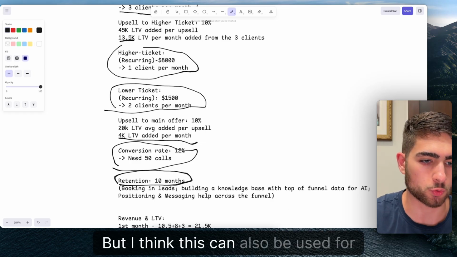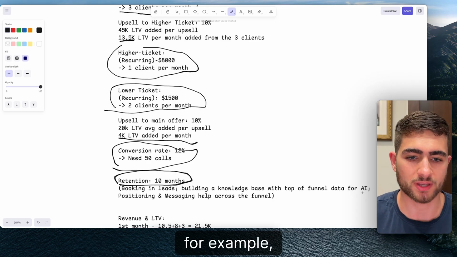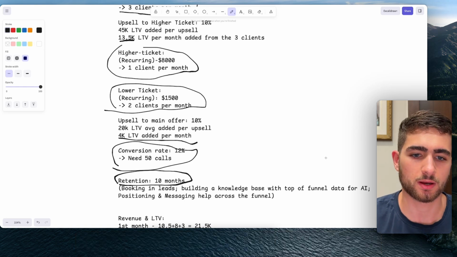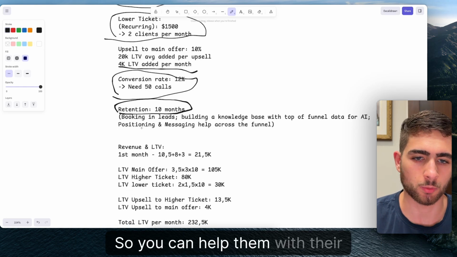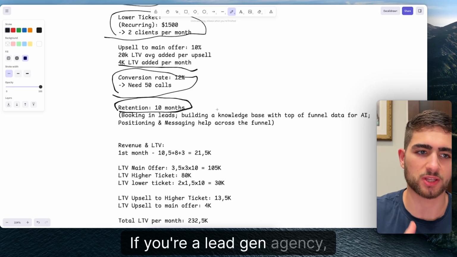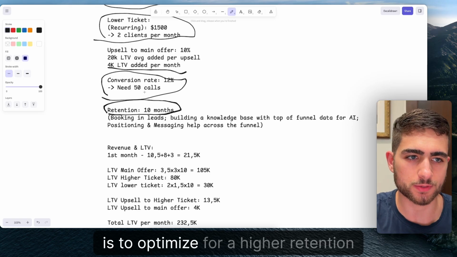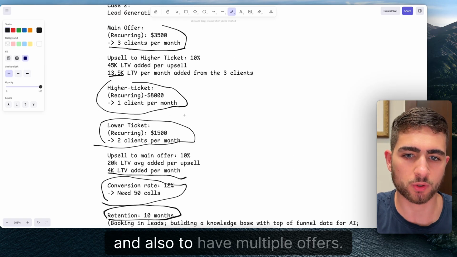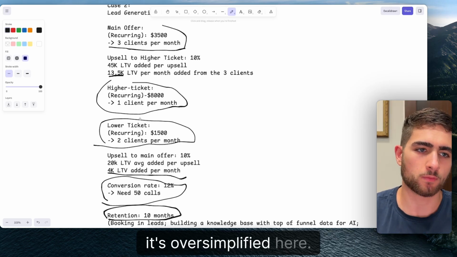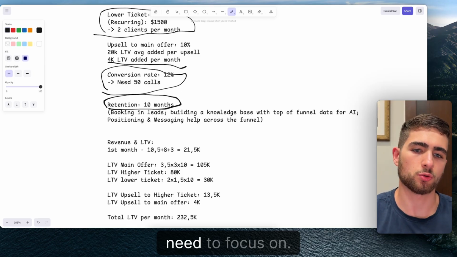But I think this can also be used for the content of the company as well. If they want to make a YouTube video, for example, then they can look at the call transcripts and they can know the exact issues that their clients are usually facing. So you can help them with their positioning, with their messaging, across the entire funnel. If you're a lead gen agency, this is specifically for it. The main goal is to optimize for a higher retention and also to have multiple offers. Right? This is simplistically how it looks. It's oversimplified here. But these are the things that you actually need to focus on.